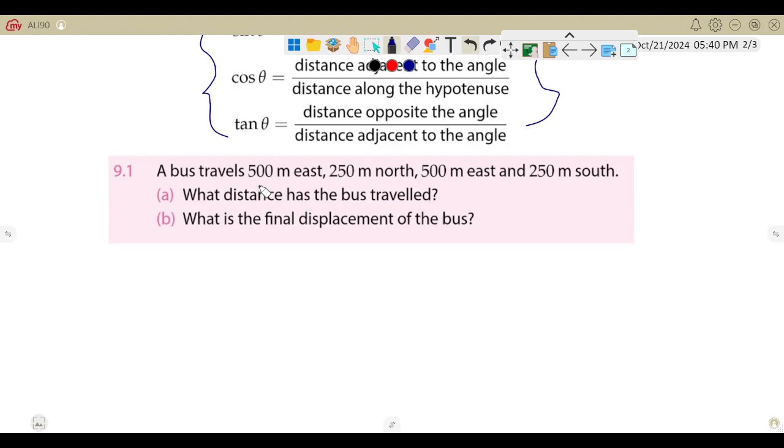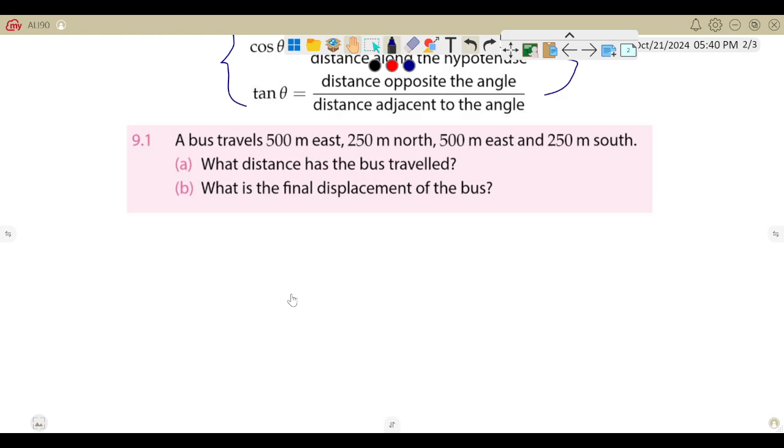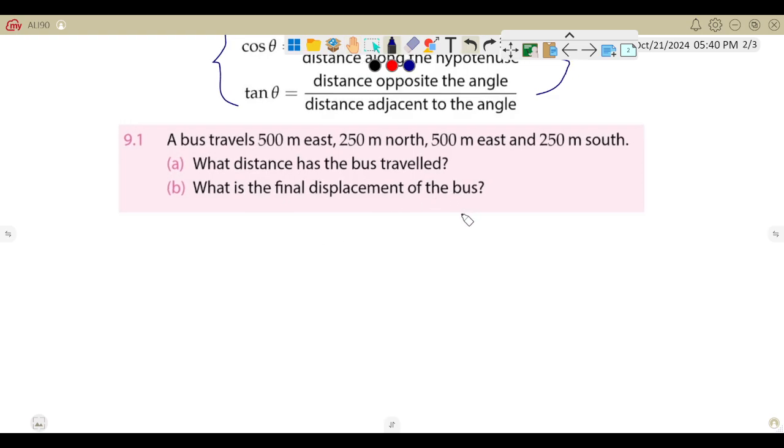Now here, a bus travels 500 meters east, 250 meters north, 500 meters east, and 250 meters south. The displacement is 1,000 meters east, but the distance is 1,500. So how did you come up with this answer? The distance is 500 plus 250 plus 500 plus 250, which is 1,500. But the displacement is how much you go in one direction, basically.